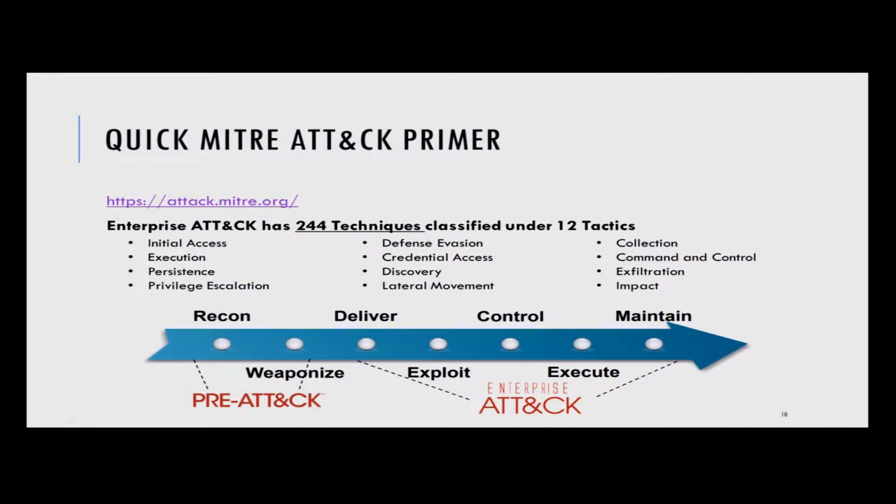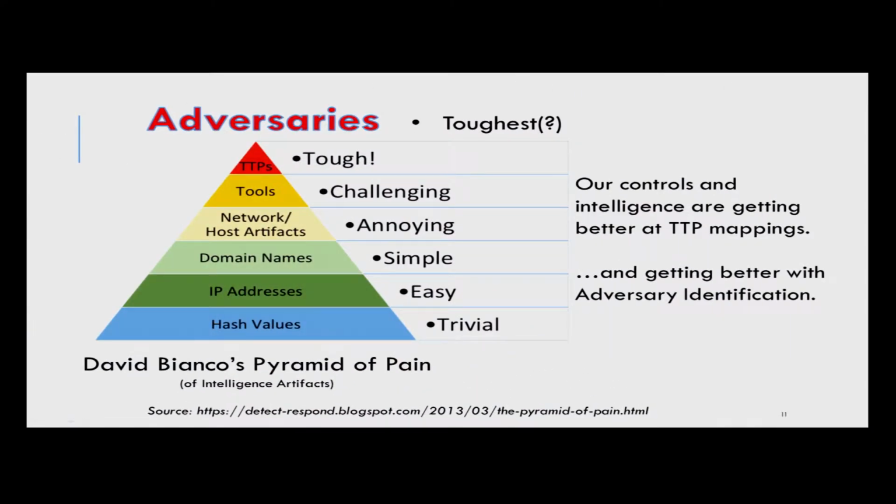So we're going to start off with a quick MITRE primer. Hopefully everybody in this room knows this. There's 244 techniques classified under 12 tactics that classify the latter half of the cyber attack kill chain. We're going to be focusing on techniques today because that's what these tool sets do.